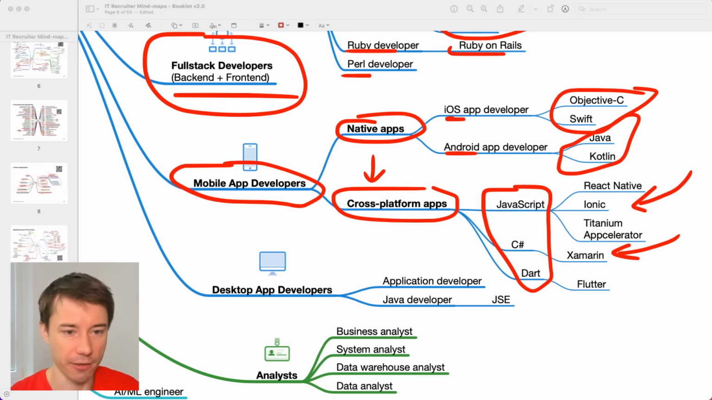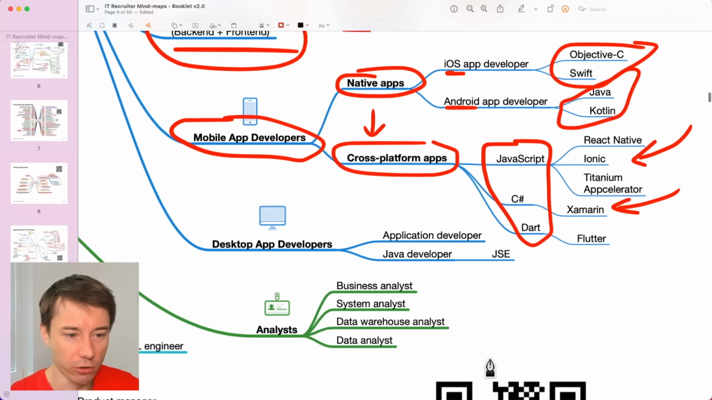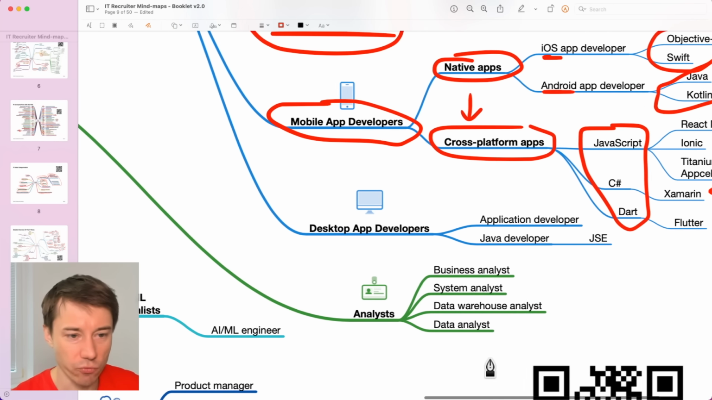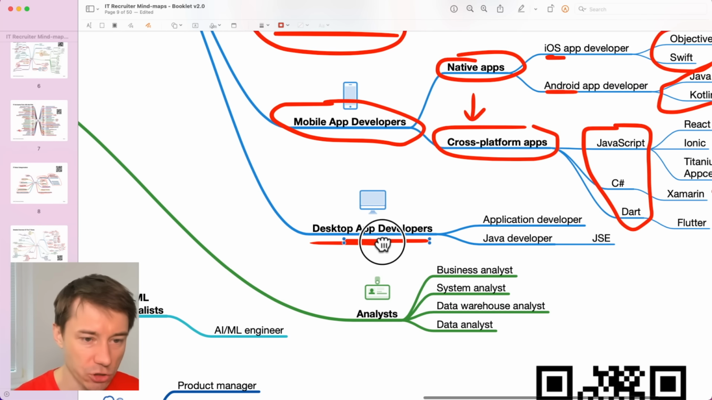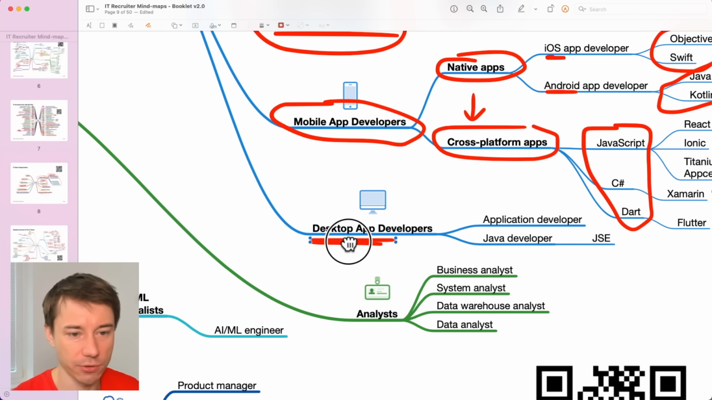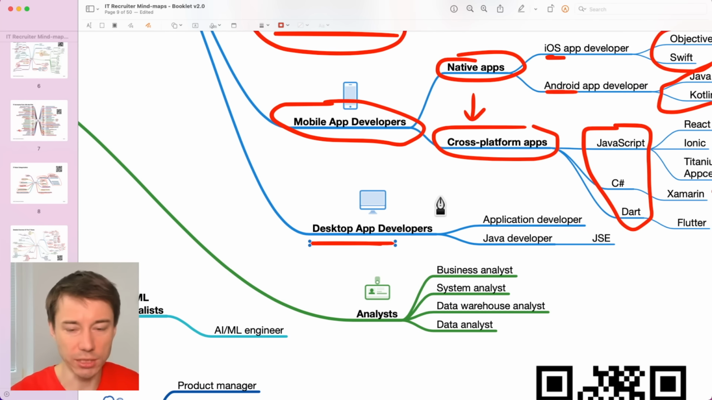Moving on to other positions or other roles, desktop application developers. Well, there is not such a huge demand after these desktop developers, just because not too many companies really need a desktop application.